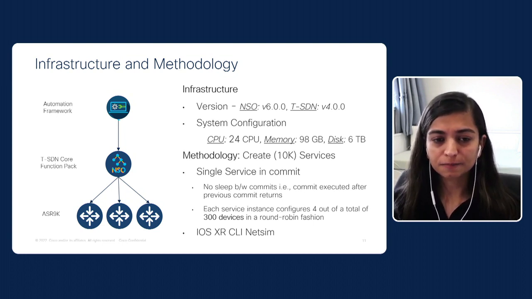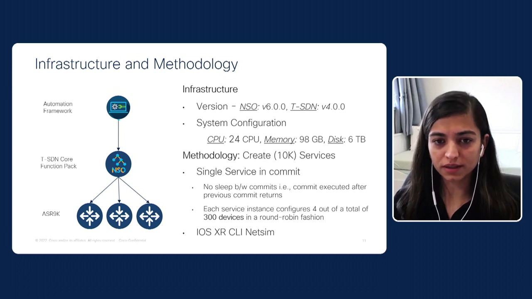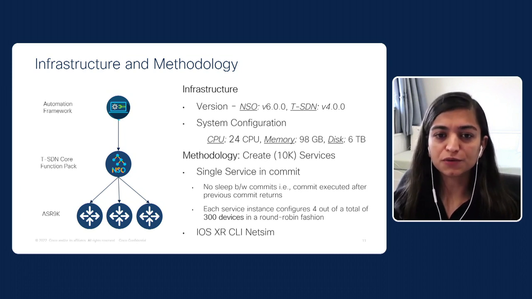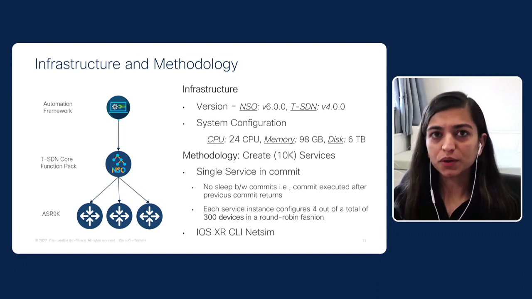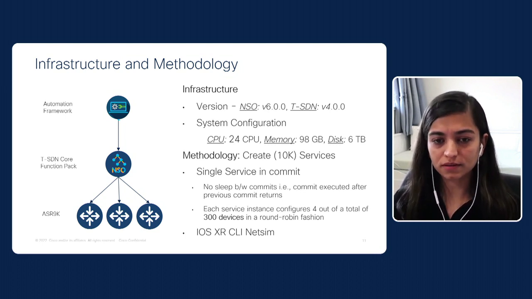The important thing here is that in total, there are 300 NetSim XR CLI NetSim devices that are distributed across these 10K services. And per service, it uses 4 devices, right? So for the first service, you use the first 4 and then the next 4. And once you run through 75 services using all 300 devices, you again start over with the first set of 4 devices. Okay.